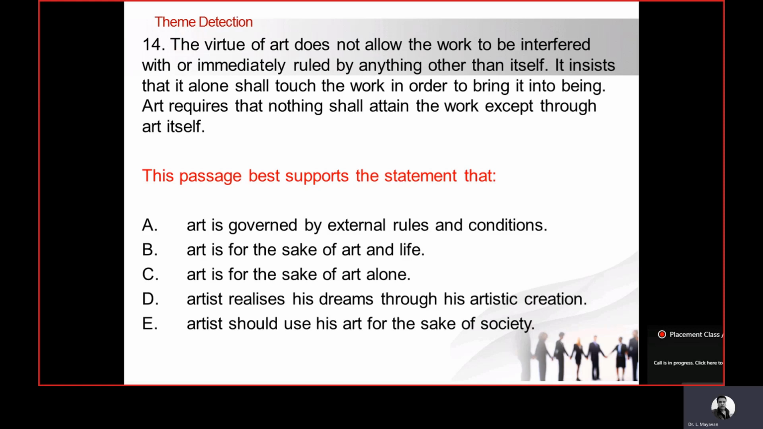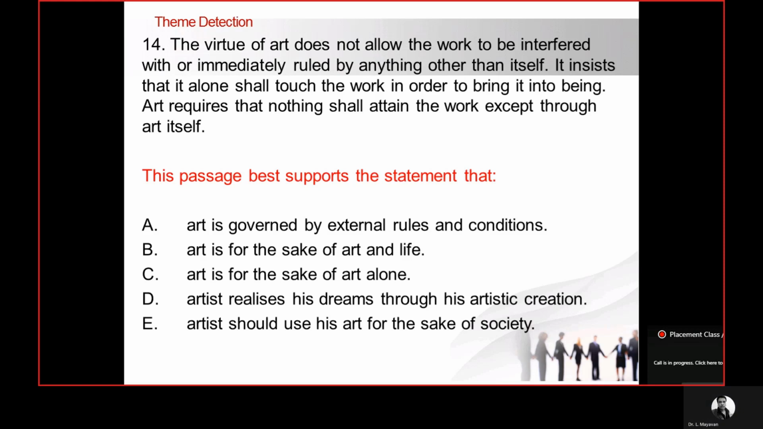So it's all about art. Let us read the passage and understand the theme conveyed. The virtue of art does not allow the work to be interfered with and immediately ruled by anything other than itself. It consists that it alone shall touch the work in order to bring it into being. Art requires that nothing shall attain the work except through art itself.